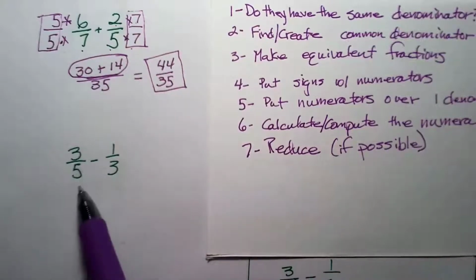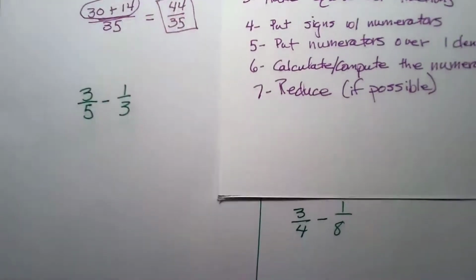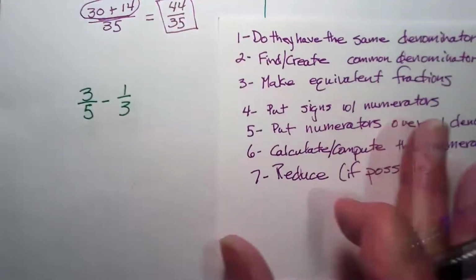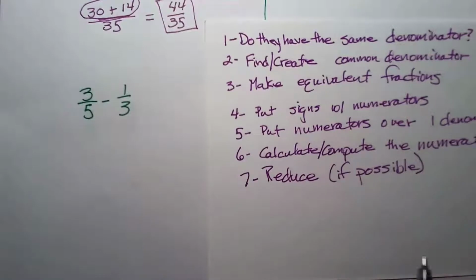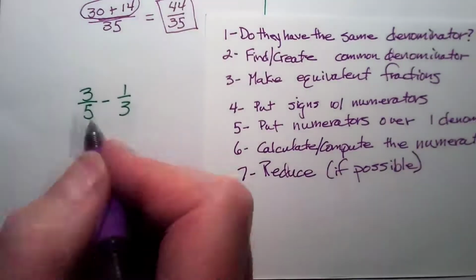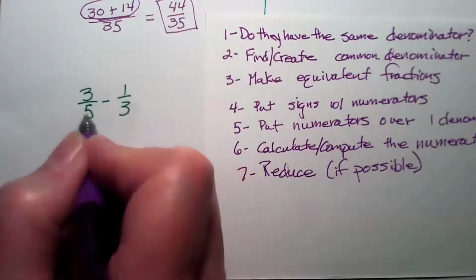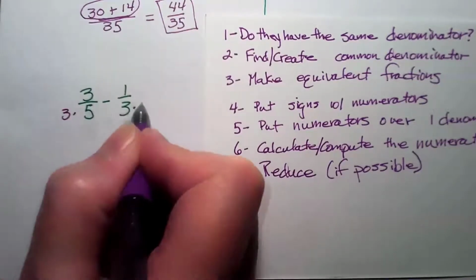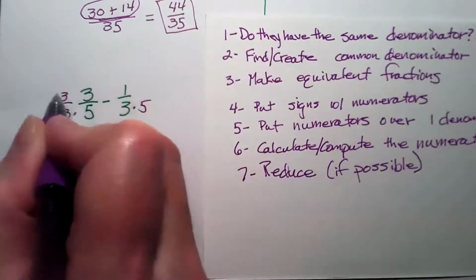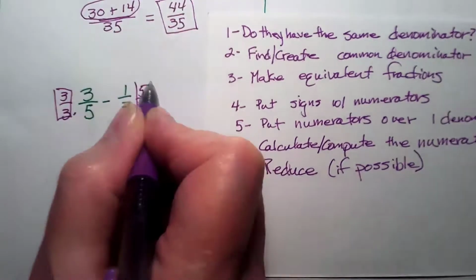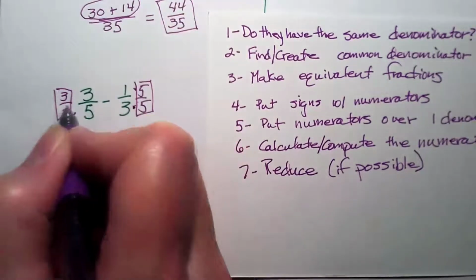So this next one, 3/5 minus 1/3. My first thought is, do they have the same denominator? No, they do not. So I need to create a common denominator. I need to create a denominator that they both can have. Easiest thing is multiply this times that, so times 3, and this times that, so times 5. If I do the denominator, I have to do the numerator by the same number. So this is times, times, times, times.